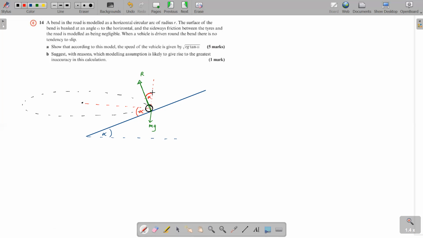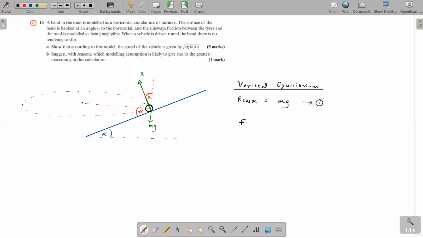All you have to do is apply vertical equilibrium and F equals ma towards the center. Let's go for vertical equilibrium. Here R cos alpha is acting upwards and is equal to mg. R cos alpha is equal to mg. So this is our first equation.